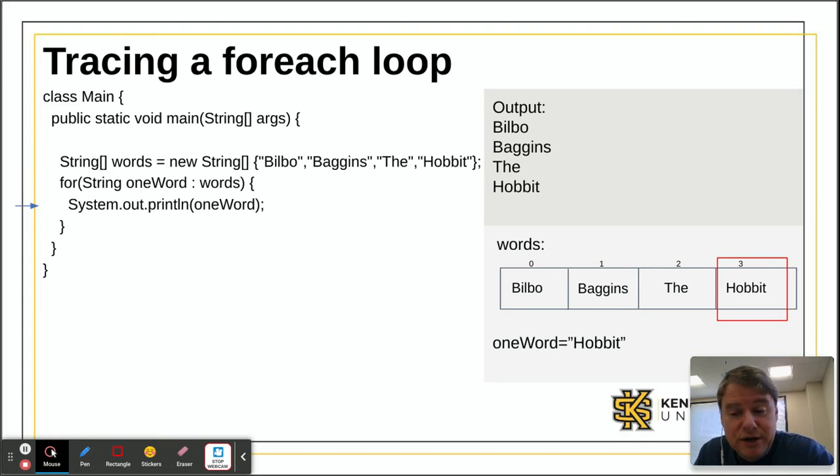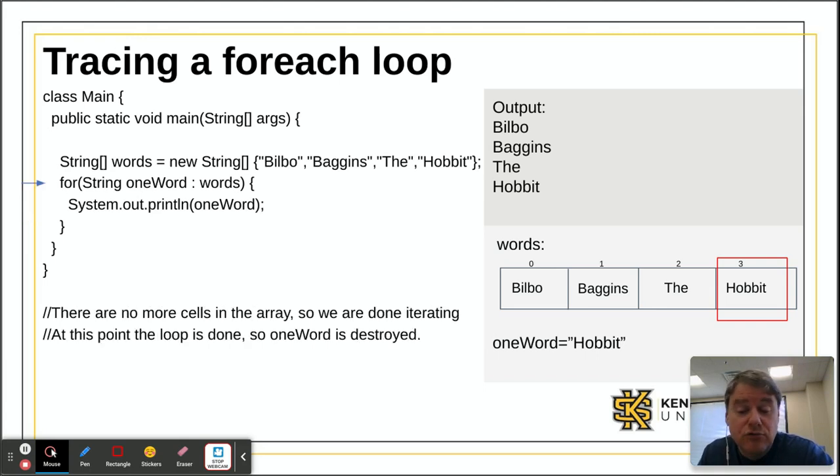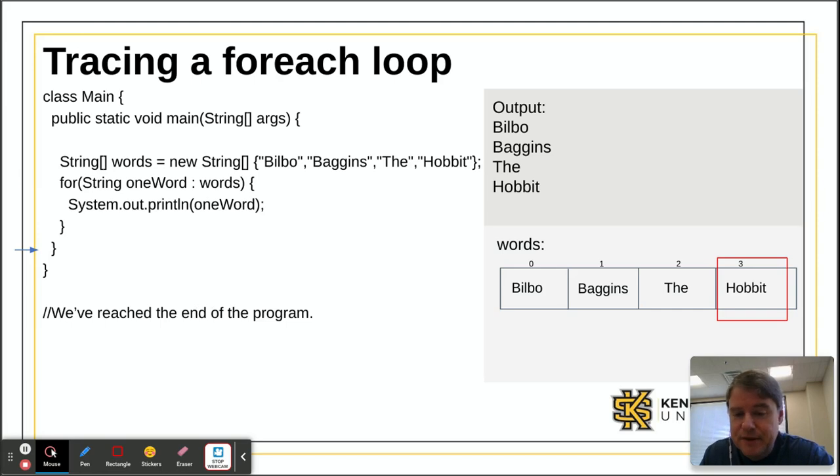Now, what's interesting is what happens the next time through. So when we hit the bottom of the loop, it again goes back up to the top of the loop, but when it gets to the top of the loop, it realizes there are no more cells. So since there are no more cells in the array, and it knows how big the array was when we started, the loop just ends, and we go down past there. So could you have written this with a for loop? Yes, absolutely.